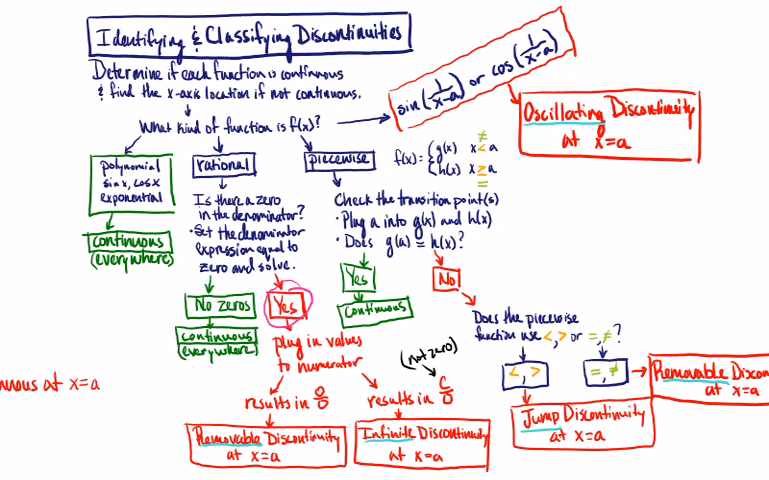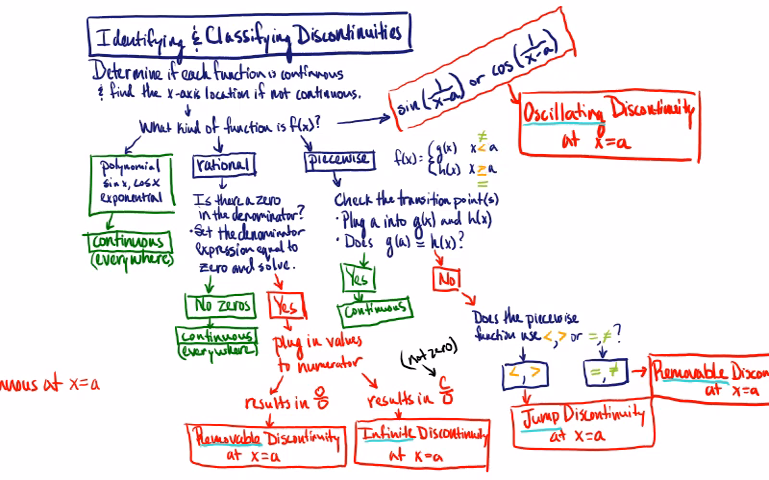If there are zeros, then you plug in values to your numerator, okay? If it comes out to 0 on top and on the bottom, that means you have a removable discontinuity at x equals a, okay? If you end up with something else besides 0 in the numerator and a 0 in the denominator, that makes it an infinite discontinuity at x equals a, okay? So that's rational. Then you get to piecewise. Piecewise, you check the transition points, right? Those are the points where you go from one function to the other. In this case, we're calling it a, all right?